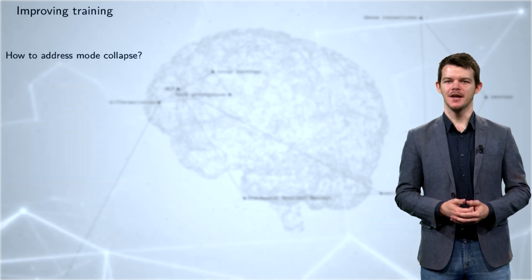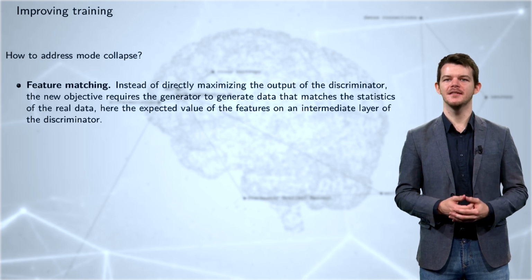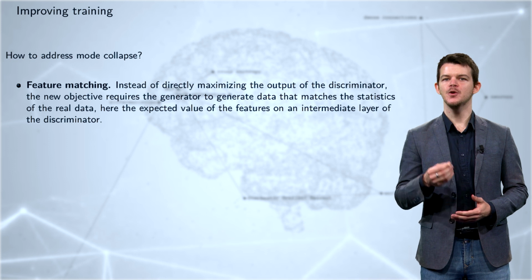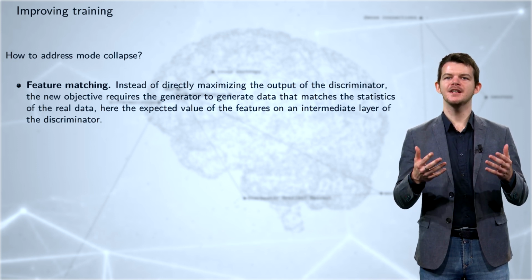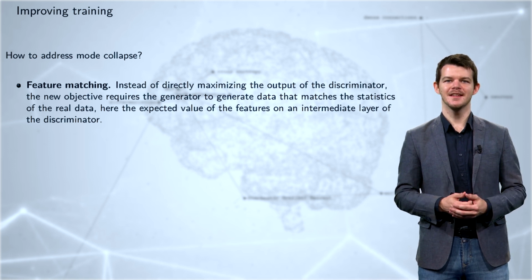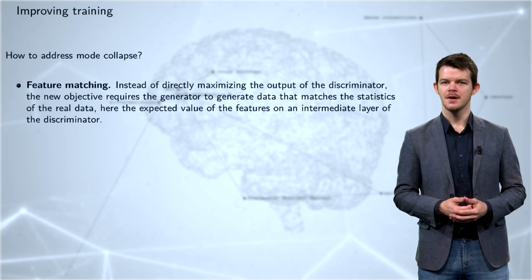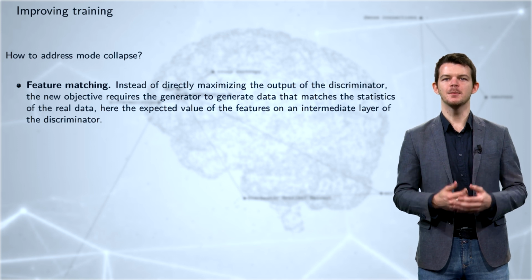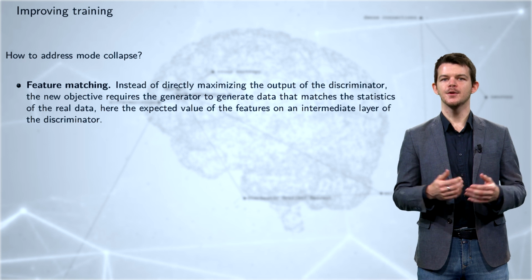To address mode collapse, you can use feature matching, where instead of directly maximizing the output of the discriminator, the new objective enforces the generator to create data that matches the statistics of the true data. Here, the intermediate statistics is the expected value of the features on an intermediate layer of the discriminator. Thus, you force the data produced by the generator to be close to the true data, at least for some pre-specified statistics.